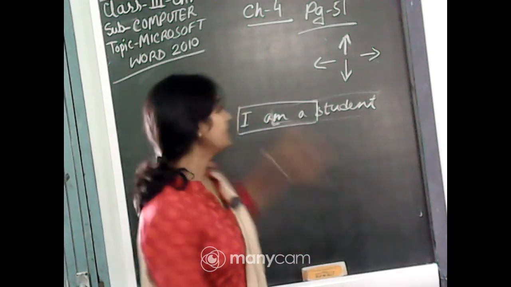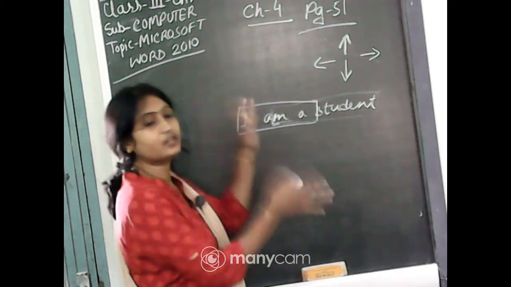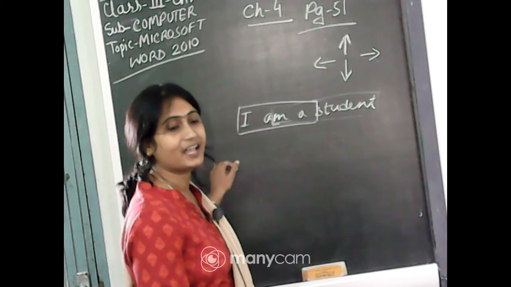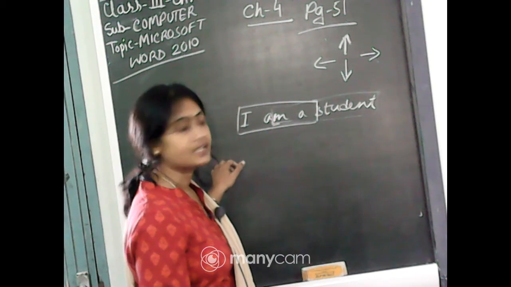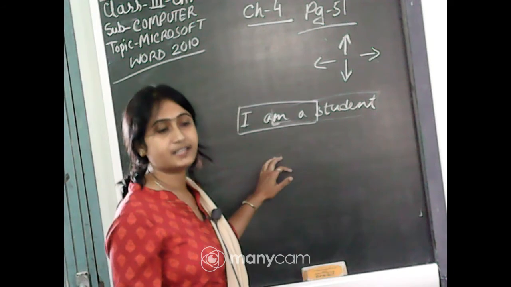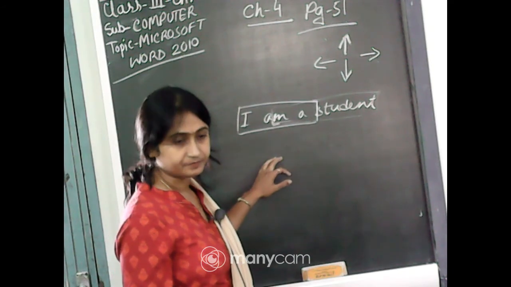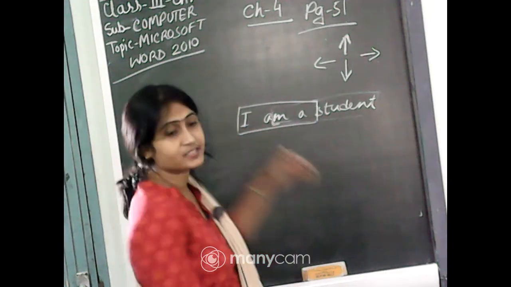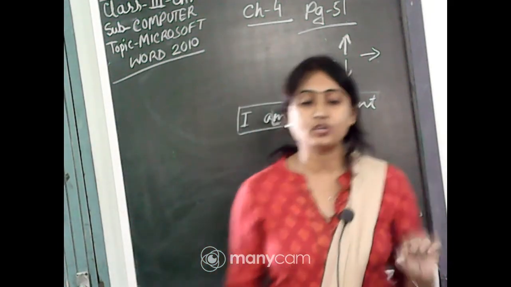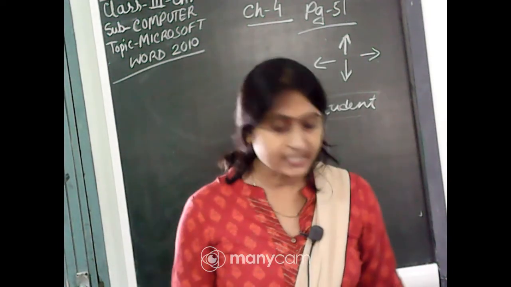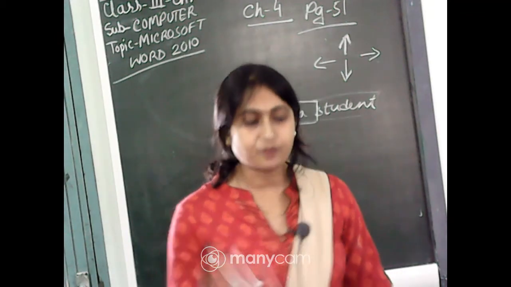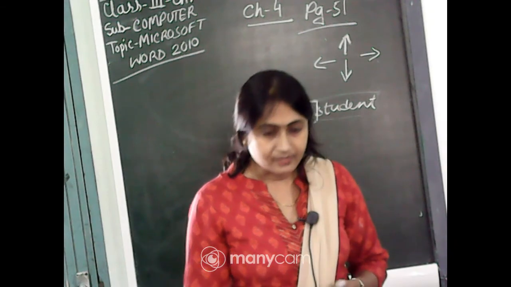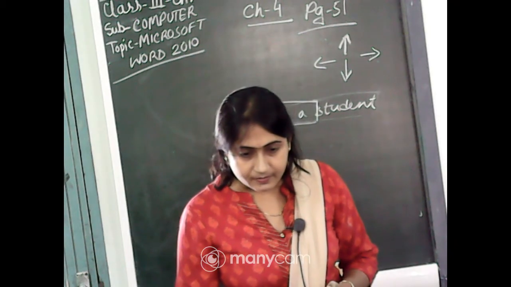And entire document means the whole document, wherever your cursor is, that doesn't matter. Suppose you have written a paragraph of 10 lines, wherever your cursor is, there is no need to see that. If you want to select the whole document, then press Ctrl plus A together, and the whole document will be selected.